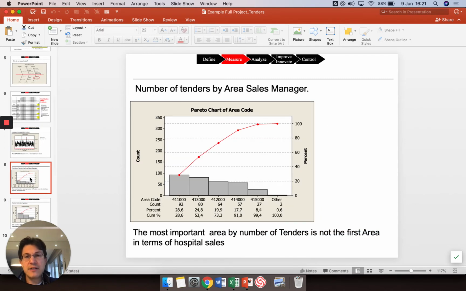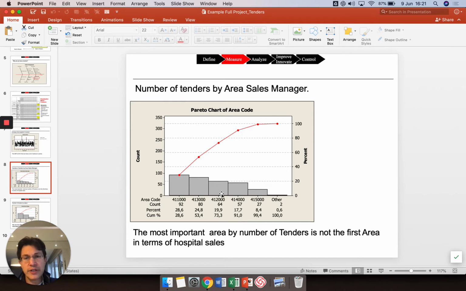Then they did another analysis here, the average selling price by area. So this area here corresponded to 28%, this other area here 24%, the third area 19%. So these three areas represented 73% of the revenue.